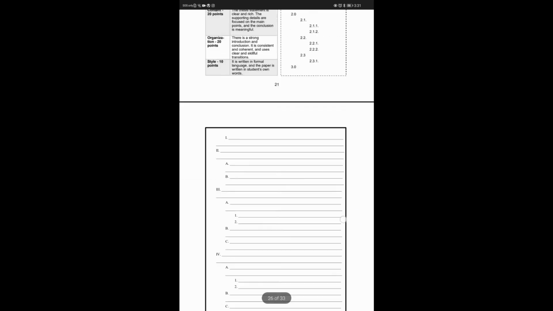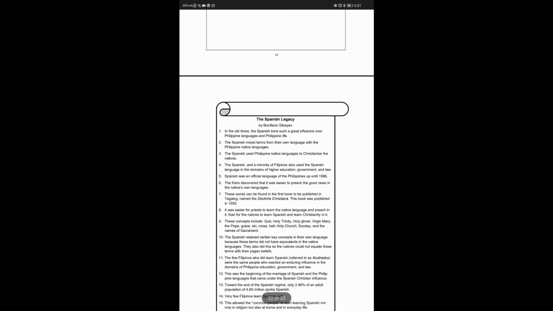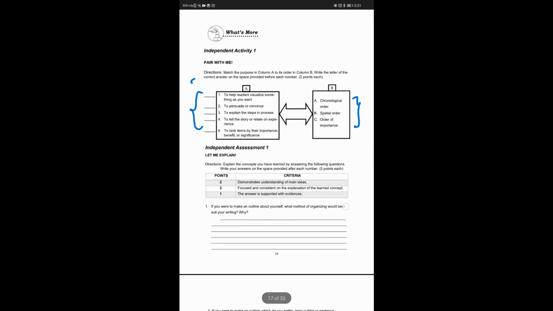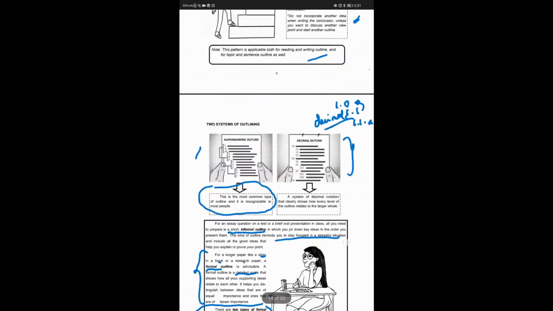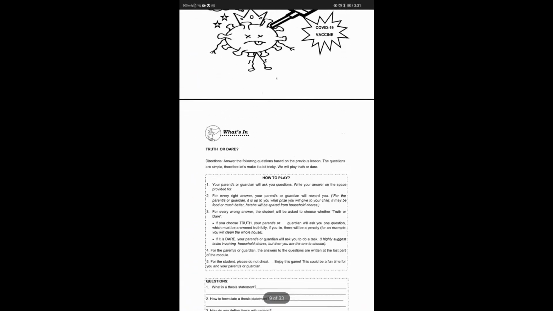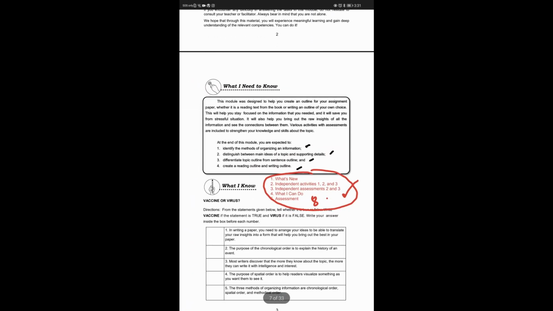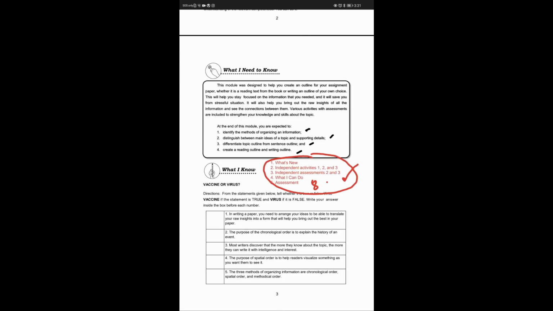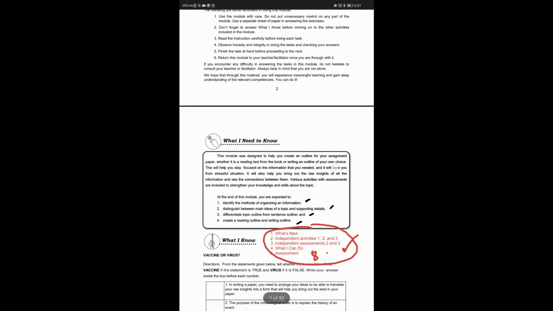Okay, again, if you have questions, feel free to ask me, to send me a message during our class hour or class period. Make sure to be reminded of what you need to accomplish for this module 5. Again, these are what's new, independent activities 1, 2, and 3, independent assessments 2 and 3, what I can do, and then assessment, for a total of 8 activities.